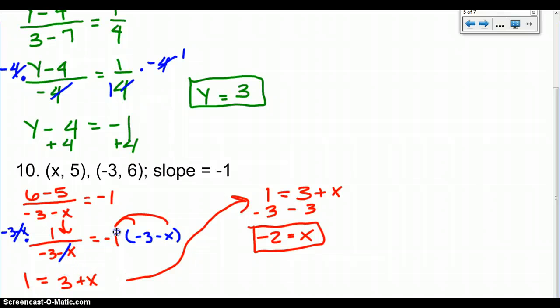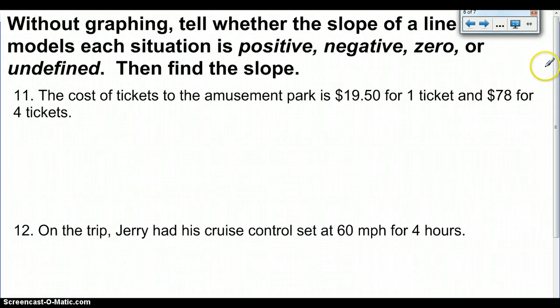So then it'd be negative 1 times negative 3 minus x, and then I distributed that negative 1 to the negative 3 minus x to get 1 from this side is equal to 3 plus x, and I just rewrote it up here so we had more room. And then to get x by itself, we just subtracted 3 from both sides to get negative 2 equals x. So this would have to be a negative 2 for these points to have a slope of negative 1. Hopefully you guys understood that one. We're going to move on.